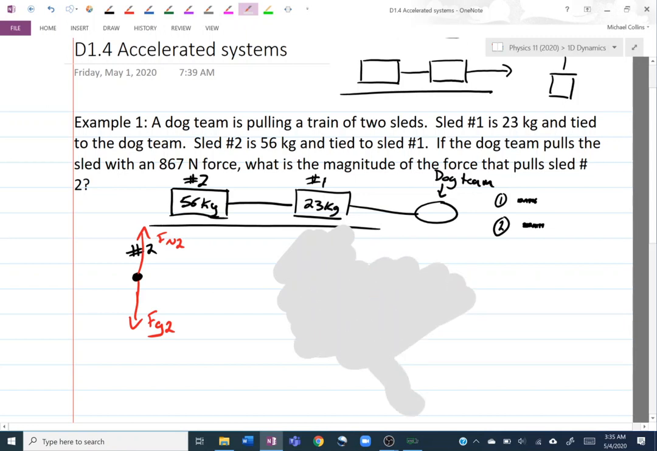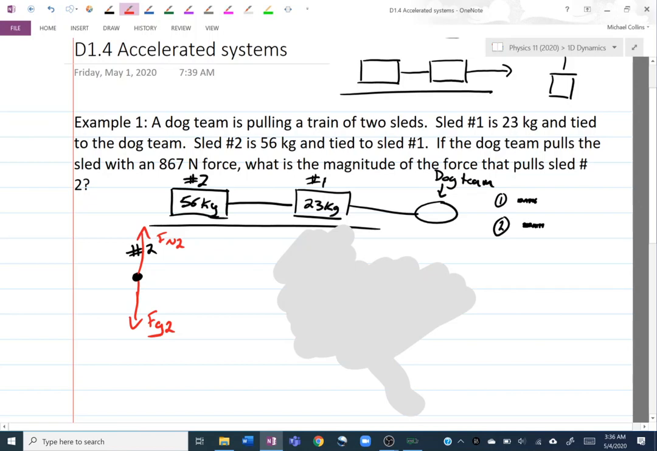So right now, if I look at sled number two, I can really easily see that it should not be moving left or right. And I want to think about it. Okay, well, what's making sled two move to the right? Is it staying in the snow while sled one gets pulled away from it? No, there is a rope attached to it that's going to be pulling it forward.